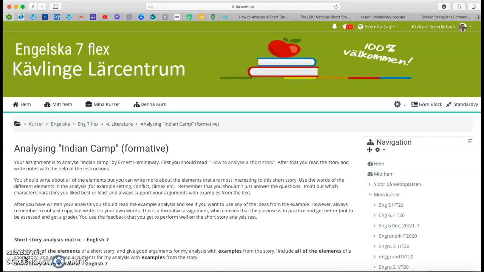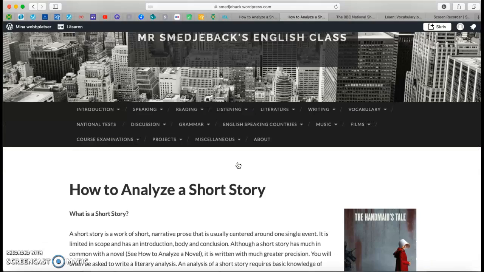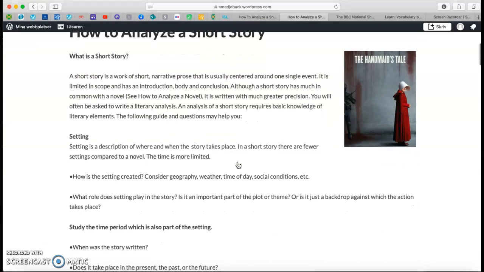In this assignment, you're going to analyze a short story. If you haven't done this before, you have to study the instructions very carefully. So first you go to this one, how to analyze a short story. There are different elements that you have to write about when you analyze a story. And here you get a short description.